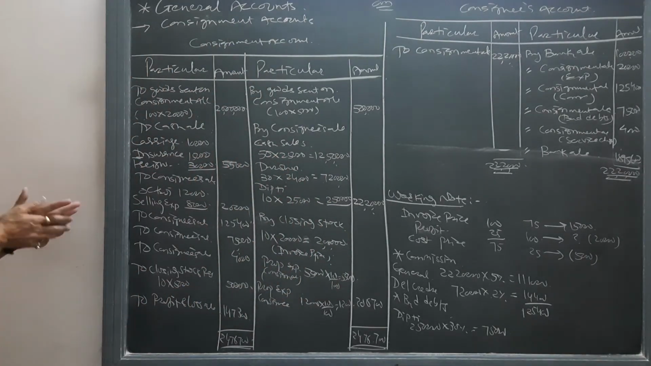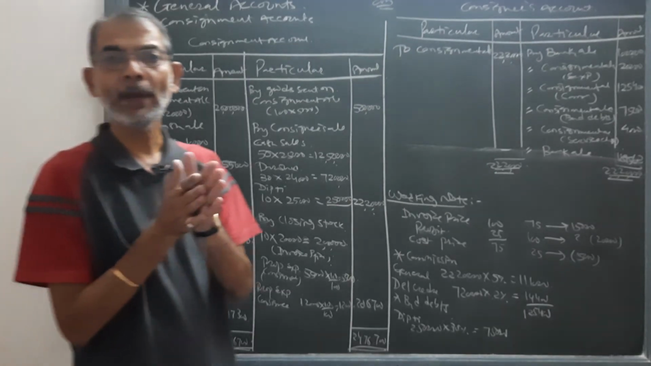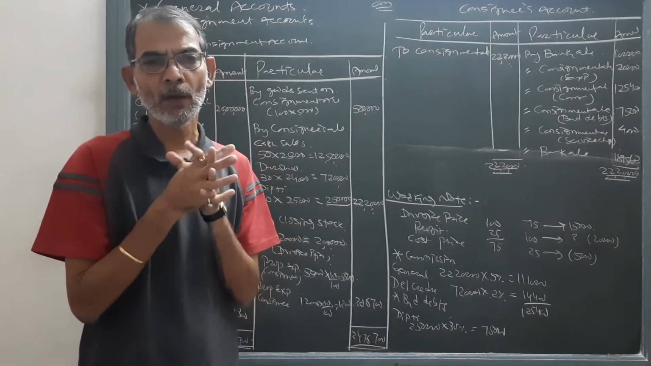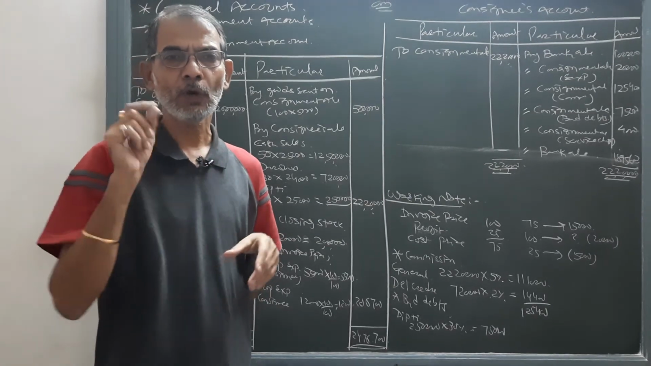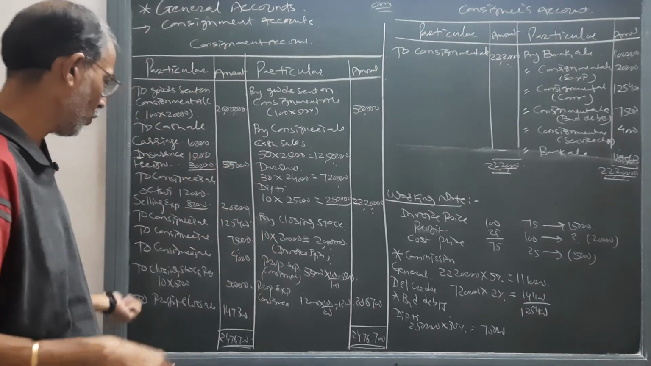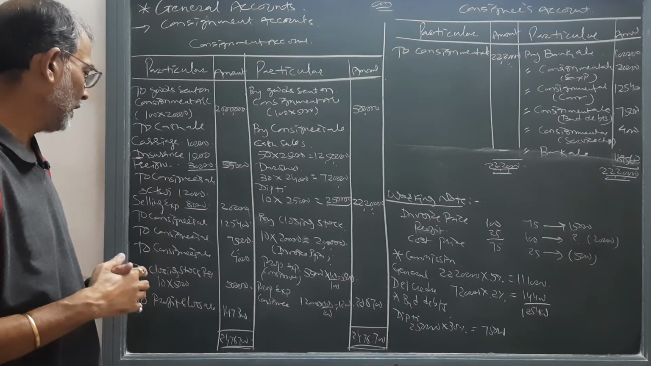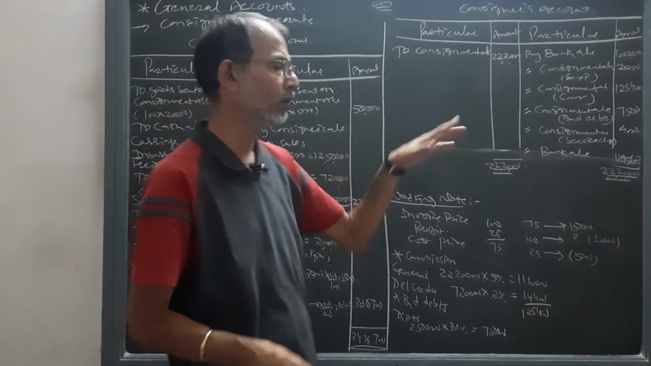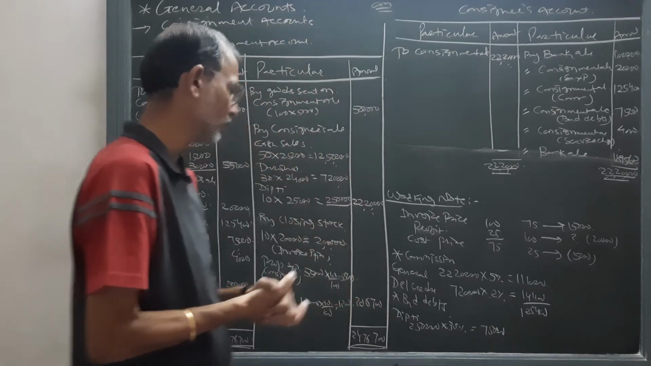Then after, the consignee was to be paid a 24,000 annual service charge, that means 2,000 per month. So the account was only of 2 months, so 4,000 was to be paid to him, which was written on the debit side of the consignment, while on the credit side of the consignee's account.